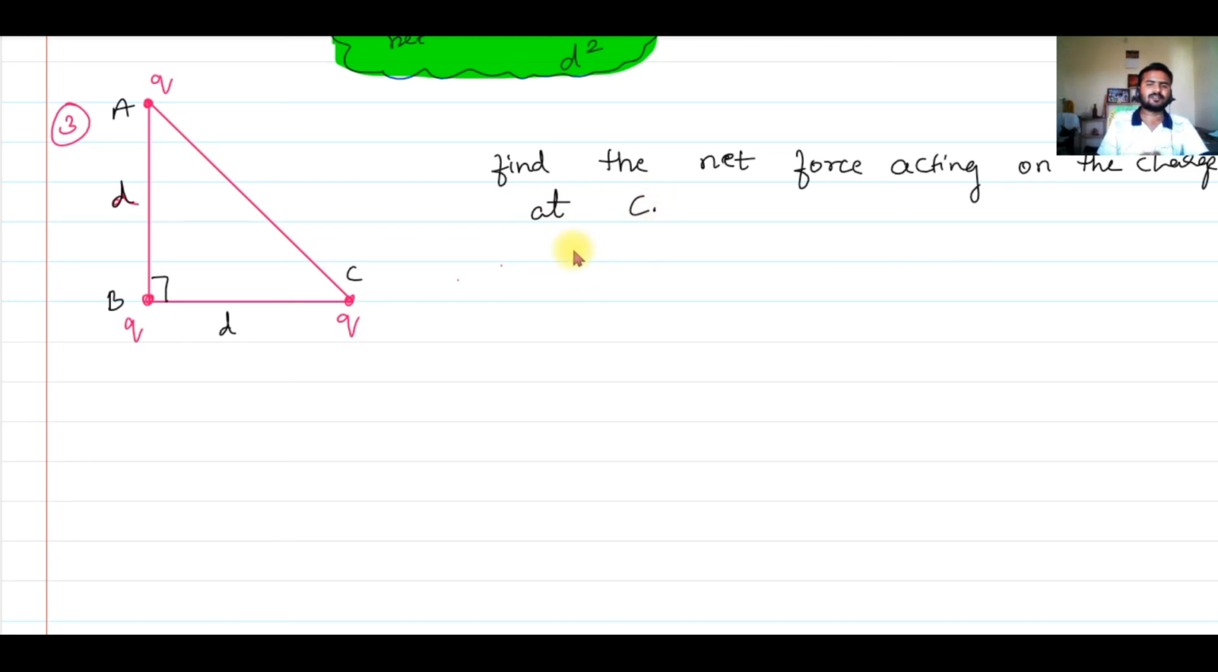Okay, so hope you got some idea of Coulomb's law. Please solve this problem, and you can give the answer in the comment box.